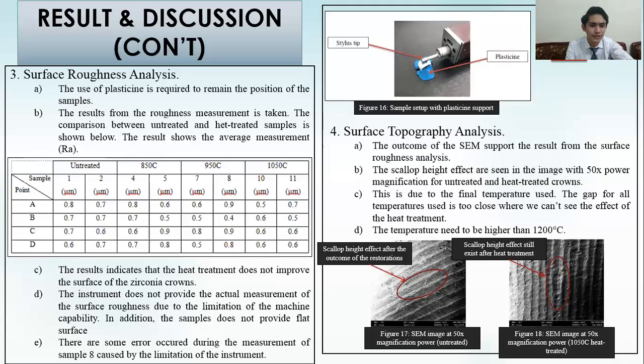So as you can see in figure 17, the image shows the scallop height effect after the outcome of the restoration. And then figure 18 shows the scallop height effect still exists after the heat treatment of 1050 degrees Celsius.